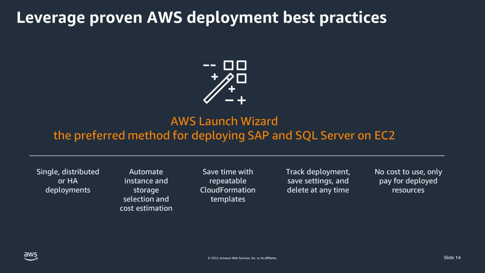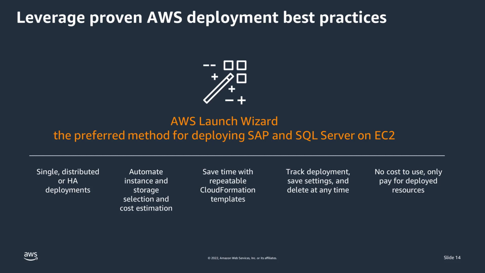Whether it's a single, HA, or distributed deployment, we'll help you automate the instance and storage selection. We'll help you estimate the cost so you can see up front how much this deployment is going to cost, so you can make sure that it's within your budget and the way you want to work. We will create templates for CloudFormation so that when you're done with your deployment, you can reuse those templates for future deployments. You don't have to worry about recreating the wheel. Once the wheel's created, it's there for you to use.